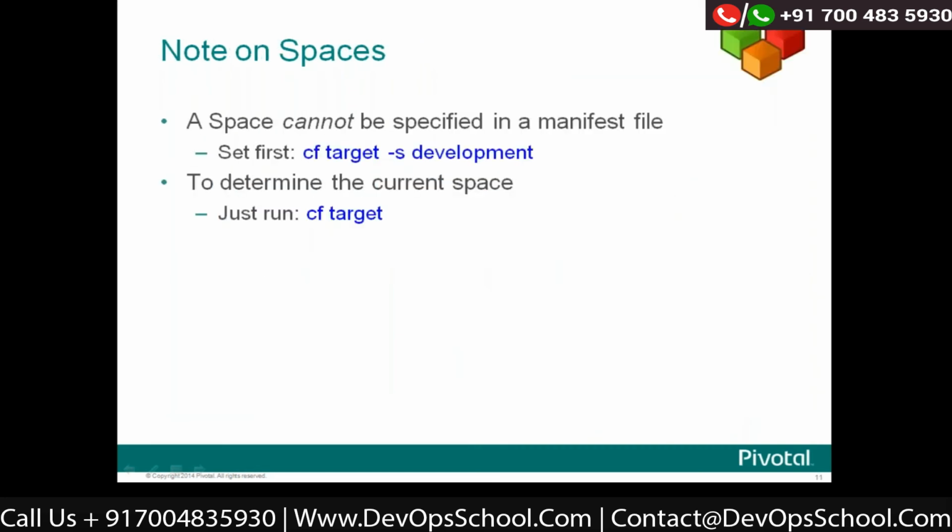So remember, whenever you are writing a manifest, you cannot give information about in which space it should be deployed. You should actually be logged into some space. Then you do a push.